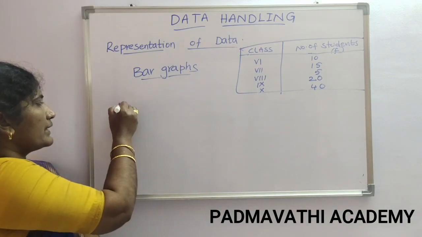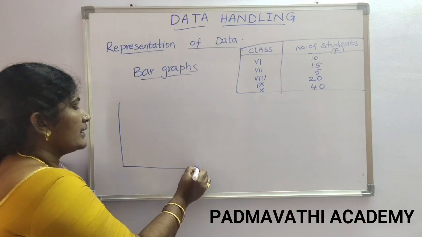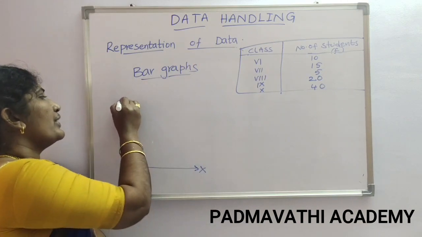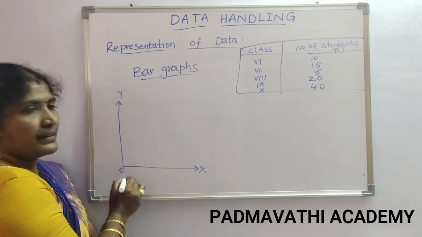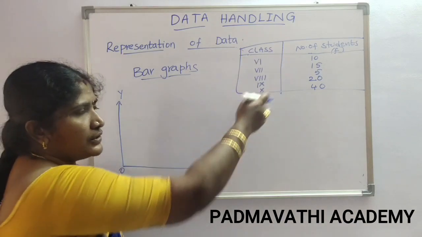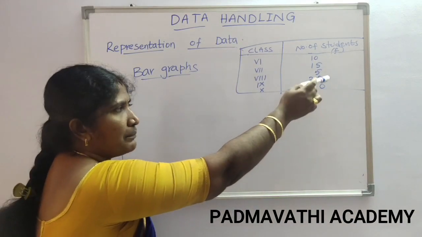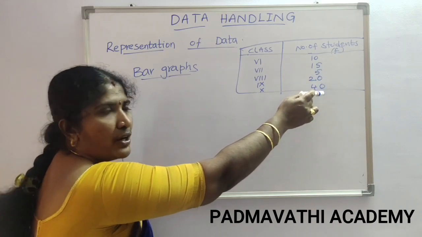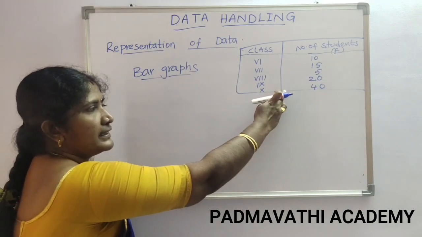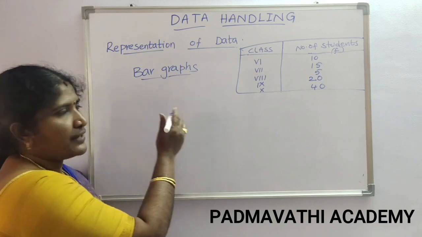First, vertical bar graph. Graph means a graph sheet is taken, so first of all we write the axes and then take a scale. Observe the number of students. Here observe the minimum and maximum values. Minimum is 5 and maximum is 40. Now we can represent this information through two graphs.